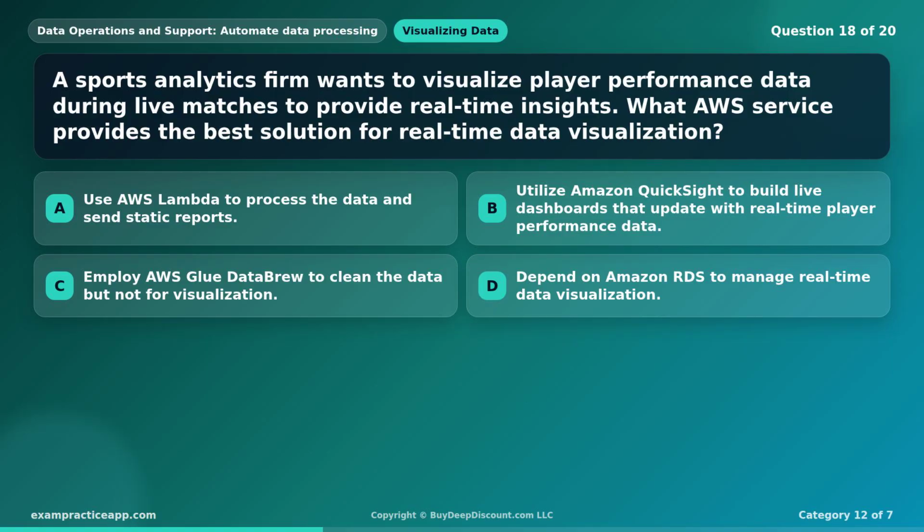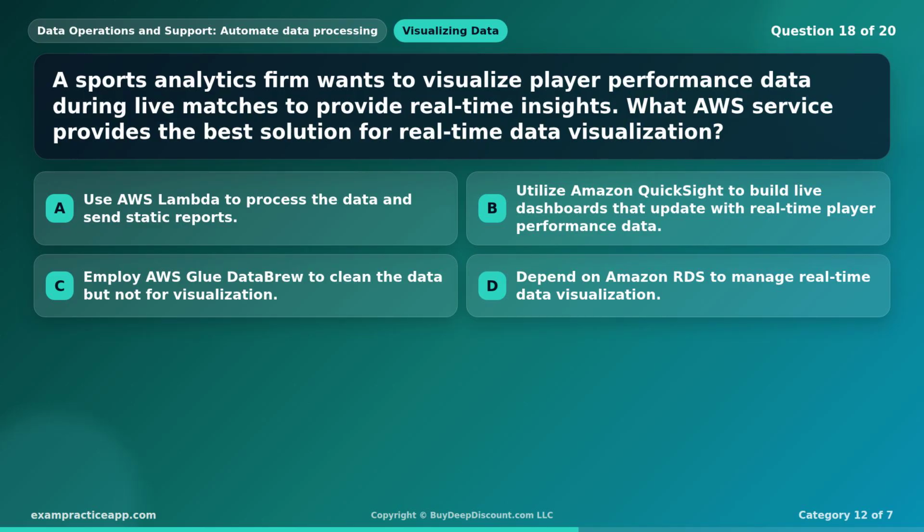Option C, employ AWS Glue DataBrew to clean the data but not for visualization. Option D, depend on Amazon RDS to manage real-time data visualization. Take a moment to choose your answer. The correct answer is option B, utilize Amazon QuickSight to build live dashboards that update with real-time player performance data.